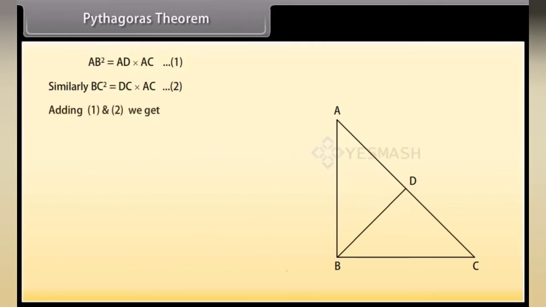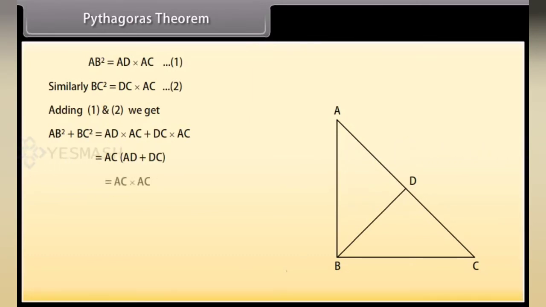By adding 1 and 2 we get AB square plus BC square equals AD into AC plus DC into AC, which equals AC into AD plus DC, which is AC into AC, AC square. Therefore, AB square plus BC square equals AC square. Hence proved.